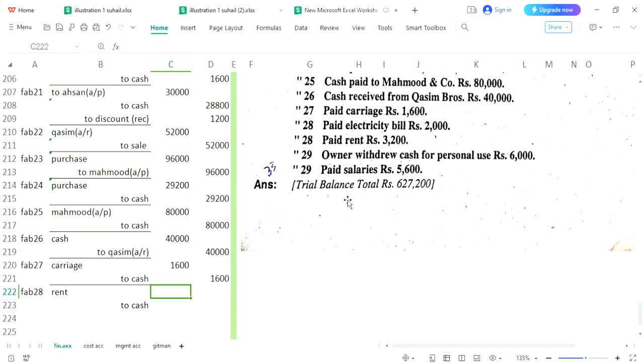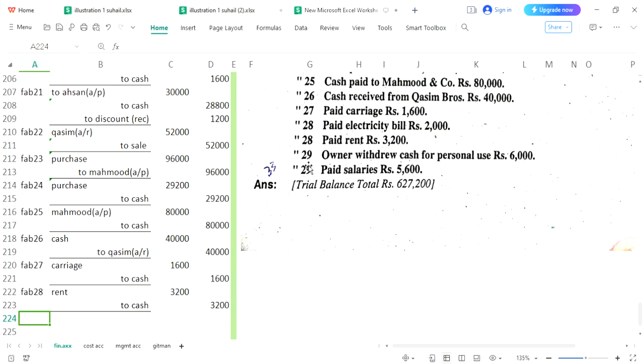3200 is the amount. Alright, 3200 is needed to be put on debit side and same amount 3200 is credited, and you are going to put an ending line after that, which means entry has been completed. February 28 rent to cash is the entry.